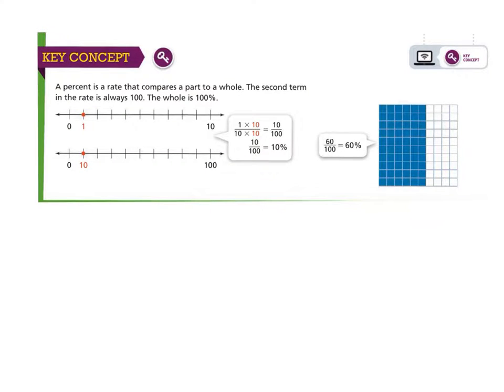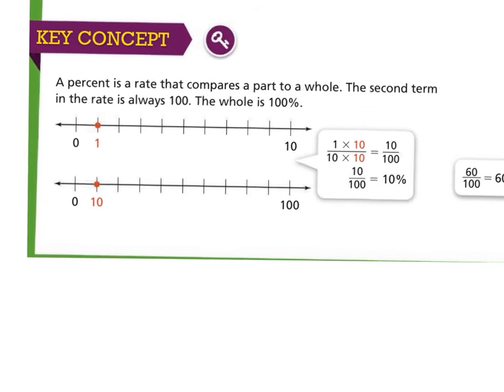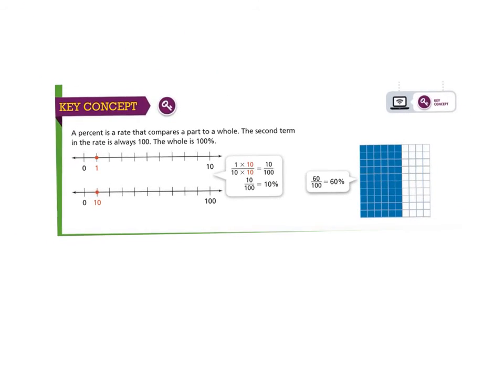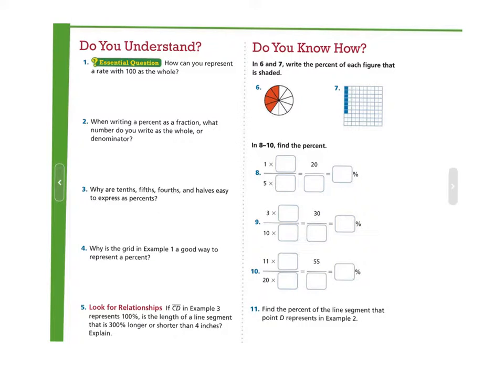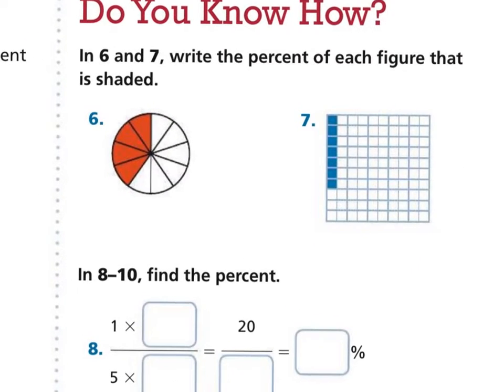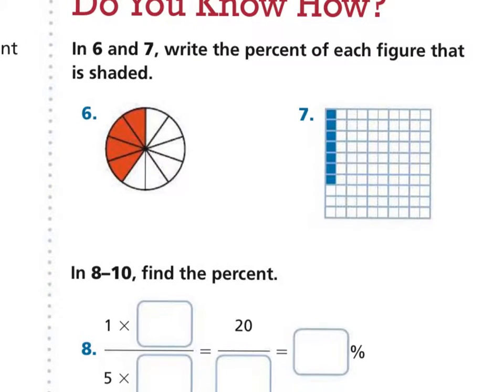Look at the key concept, which just recaps things. Remember, percents compare something to 100%. It's a number out of 100. There are different ways we can do that, looking at number lines, looking at graphs. So look at the do you know how, number 6. They want us to write the percent of the figure that's shaded.